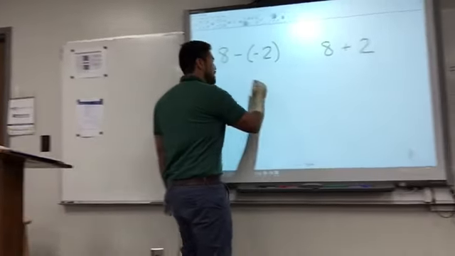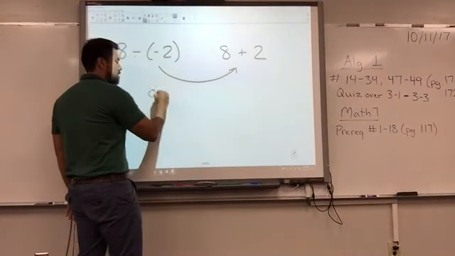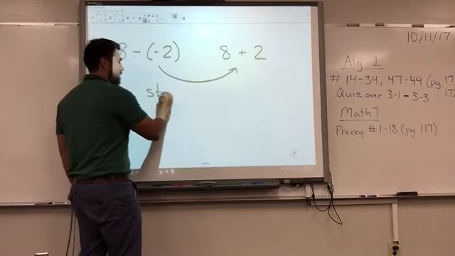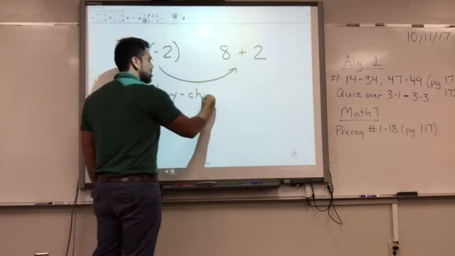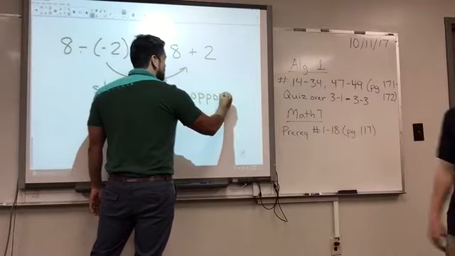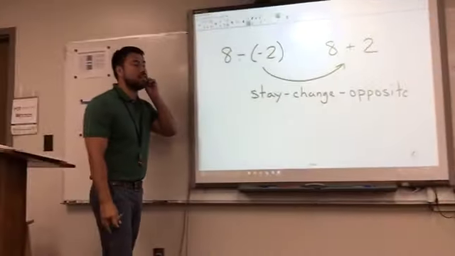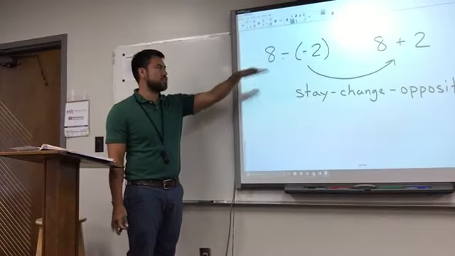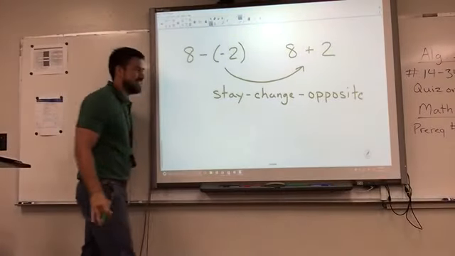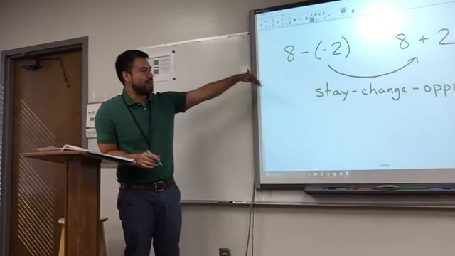All right, do you guys remember what we called it? So this process from going here to here is called stay, change, opposites. Where's stay, change, flip at? Fractions. Okay, so that's with dividing fractions. This is when changing addition. That's how you go through that process.